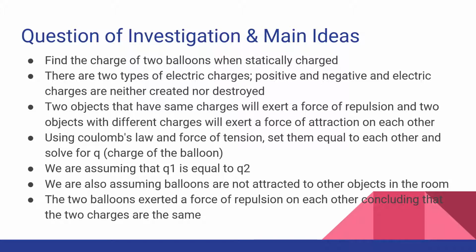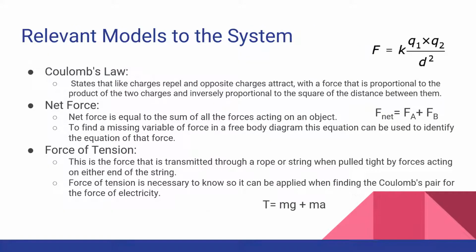So during this experiment, we use Coulomb's law and force of tension. We set them equal to each other and solve for Q, which is the charge of the balloon. We are assuming that Q1 is equal to Q2, and also we're assuming that they're not attracted to other objects in the room. And we concluded that the two balloons exerted a force of repulsion on each other, which means the two charges were the same.